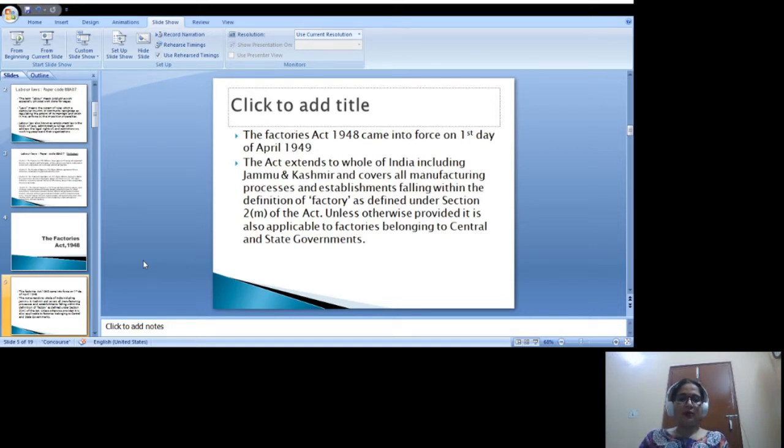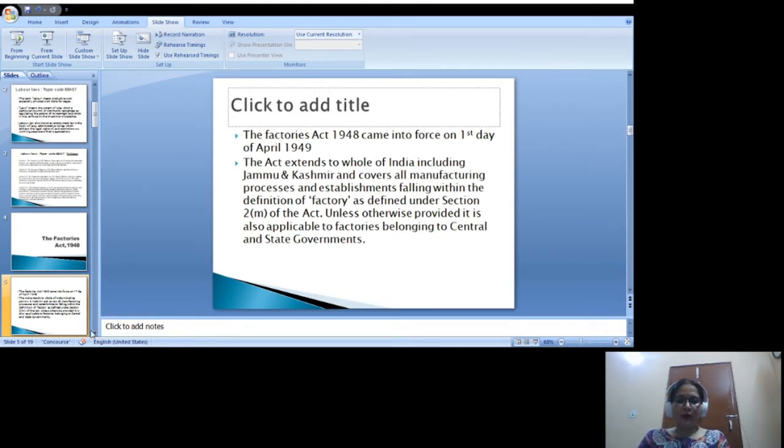This Factories Act also applies to all the factories which belong to central and state government, unless otherwise provided. Unless otherwise provided by the central and state government, it is also applicable to factories belonging to central and state government.